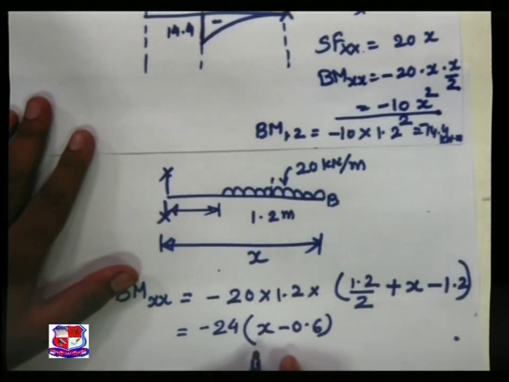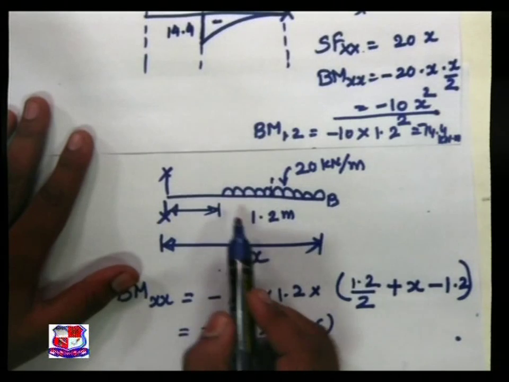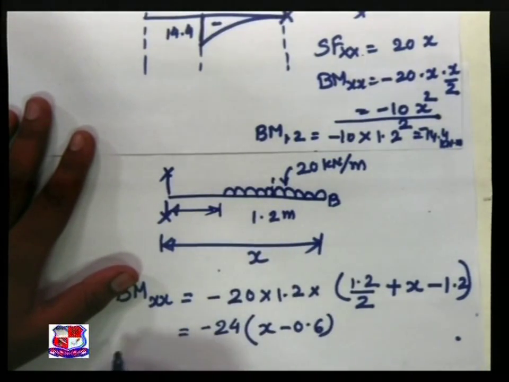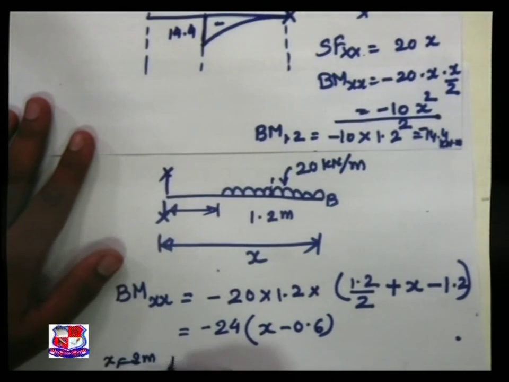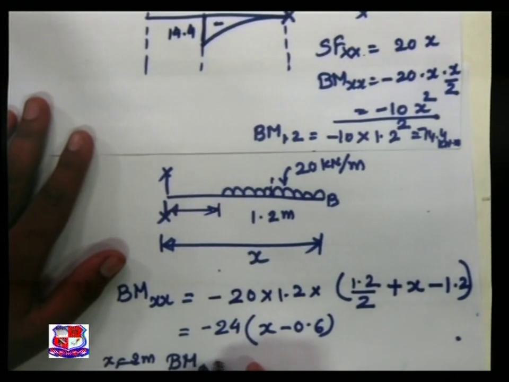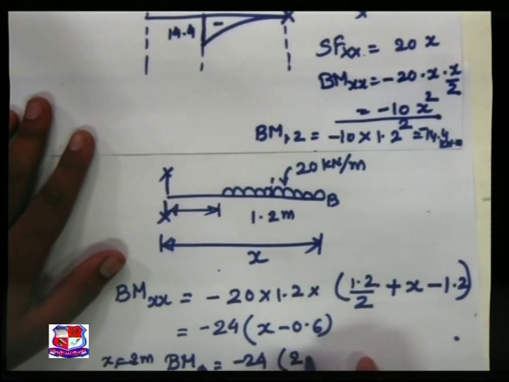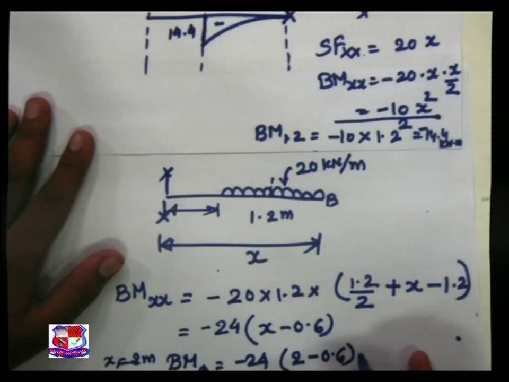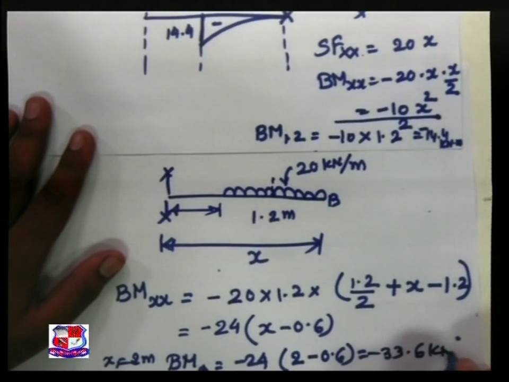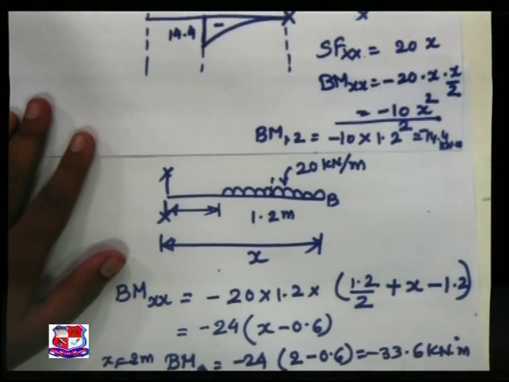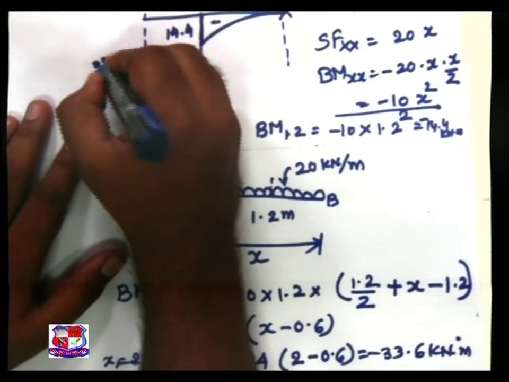Now we will put the value of X, as we know the values up to 1.2. So we go ahead, X is equal to 2 meter. Then in that case, bending moment at A is equal to minus 24 bracket 2 minus 0.6, which is equal to 33.6 kilonewton meter. So here we achieve 33.6.